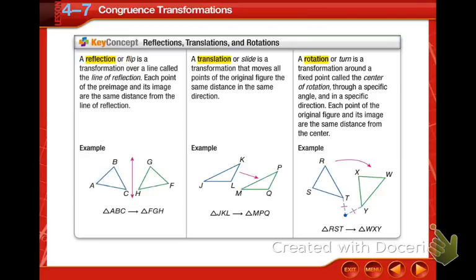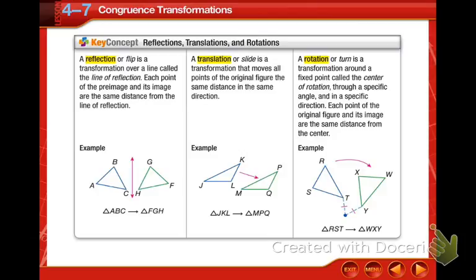So first off, the three main types of transformations: reflections, translations, and rotations. There is one other type that we'll look at later, but these are the three types of transformations that are congruence transformations. So a reflection or flip is a transformation over a line called the line of reflection. Each point of the pre-image and its image are the same distance from the line of reflection.